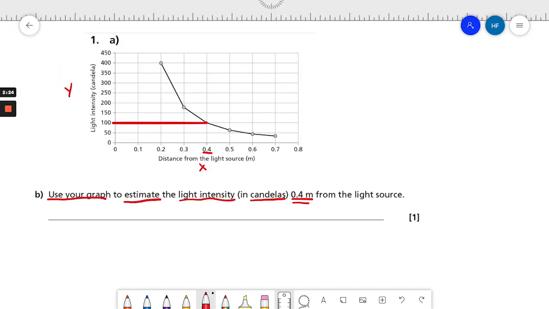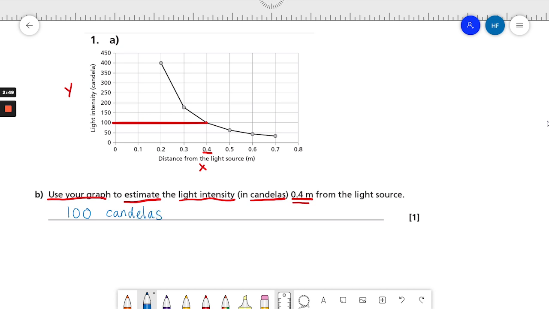Just move that out of the way. Now, if you read off the y-axis, you should see that it's at 100. So the light intensity in candelas is 100. And that is the answer to the question. So all we need to do now is just write in our answer. And so you need to put 100, but remember to add the unit. So candelas.